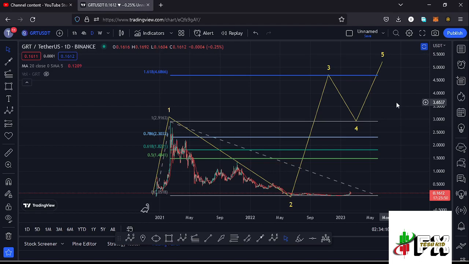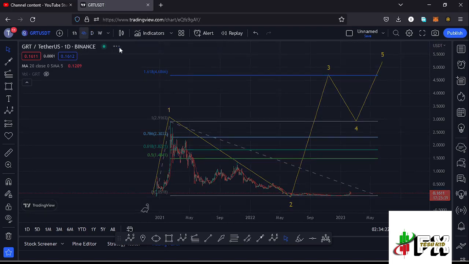And here on the daily chart, I have a target area to the upside in the formation of that wave 3 at the fib level 1.618, and that is at around the $4.6866 mark, and that is the minimum that I'm expecting GRT to do on the long-term scenarios.